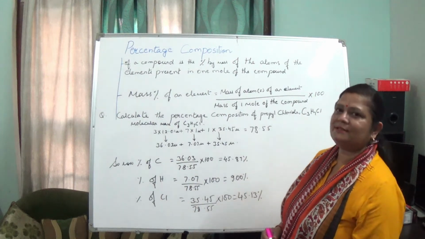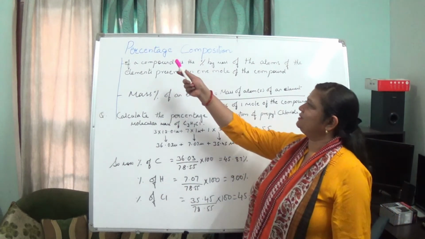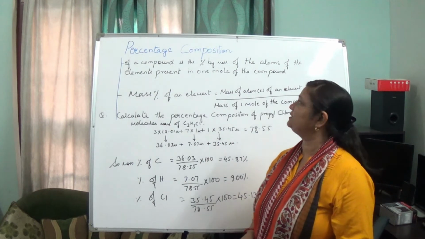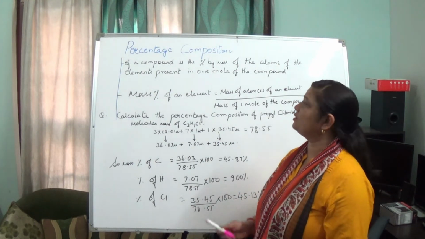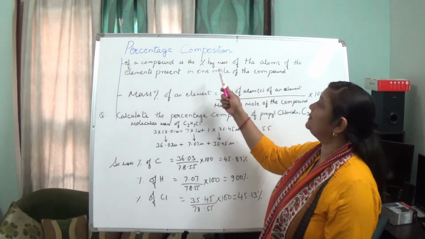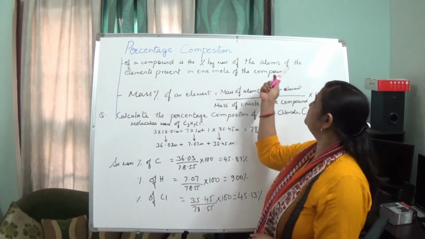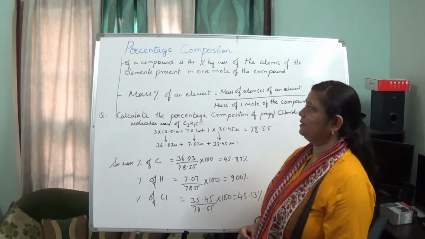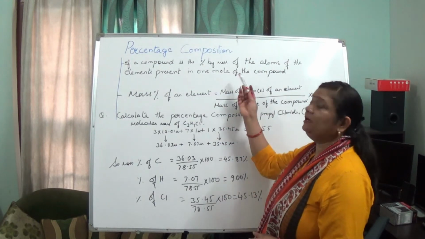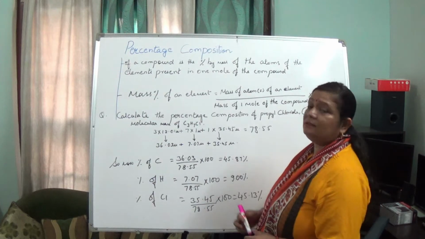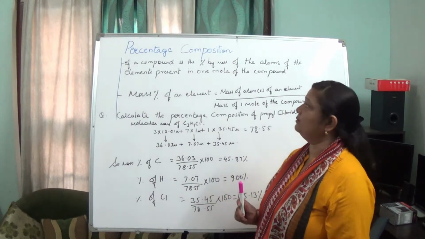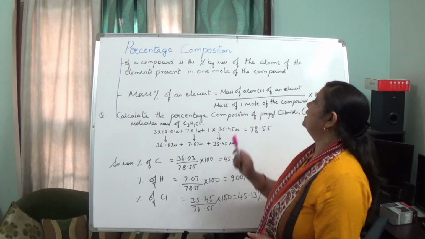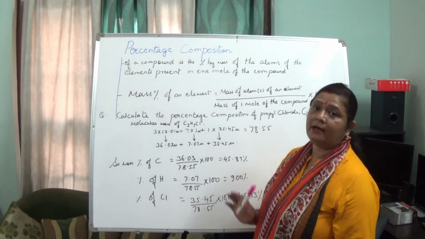So hello students, we are going to study the topic percentage composition. Okay, so percentage composition, what is that? Percentage composition of a compound is the percentage by mass of the atoms of elements present in 1 mole of a compound. So what do we mean by this? It means in 1 mole of a compound, how much percentage by mass the atoms of any element are present.